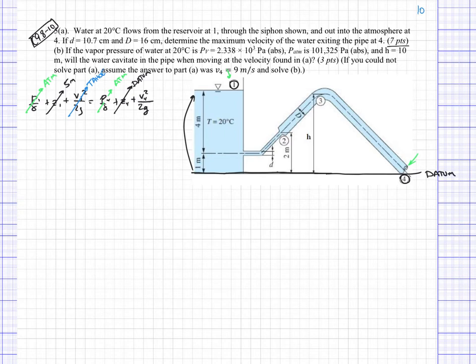Because V4 is what we're looking for, we'll say 5 meters equals V4 squared on 2 times g, which is 9.81 meters per second squared. If we solve this equation, we get V4 equals 9.9045 meters per second. And if we clean that up, we'll get 9.90 meters per second. So 3 sig figs.